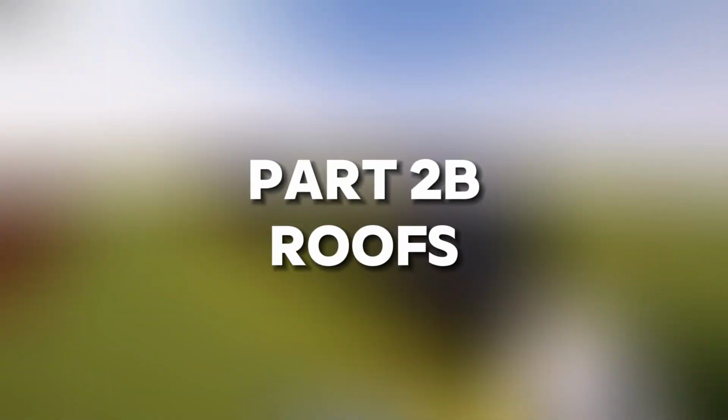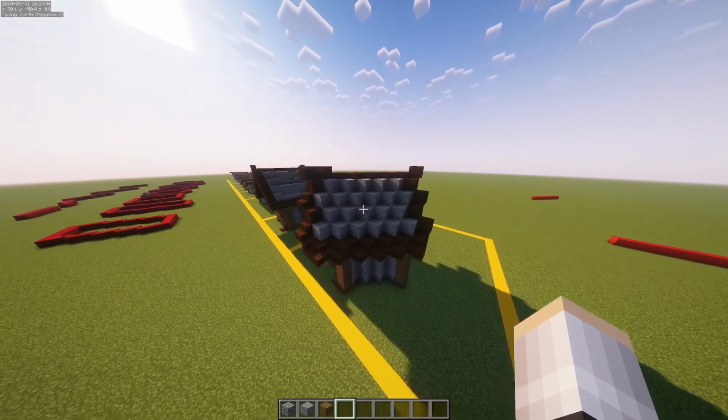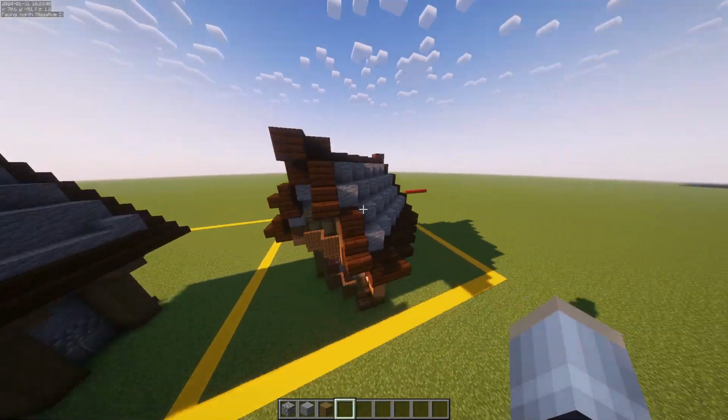Part 2b. Roofs. Full blocks and slabs will be your best friend. It will look and feel incredibly awkward if we just use stairs.